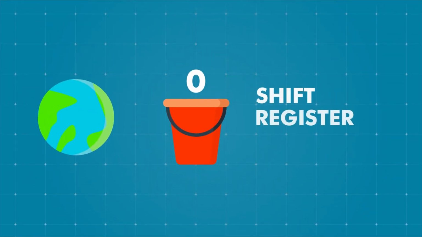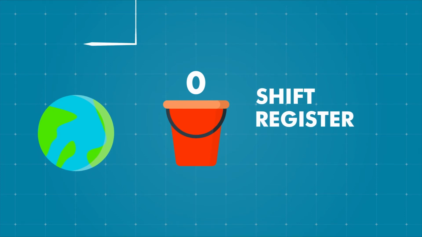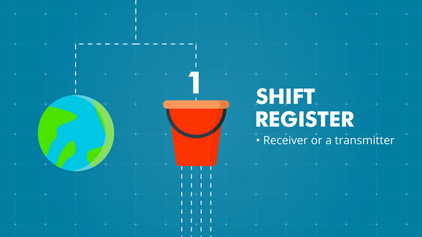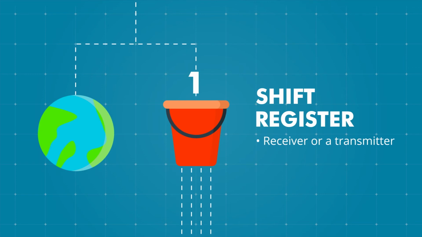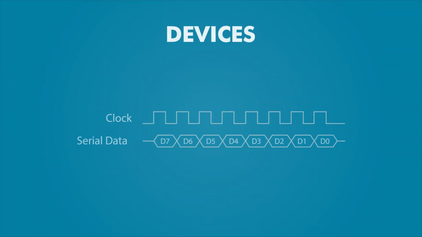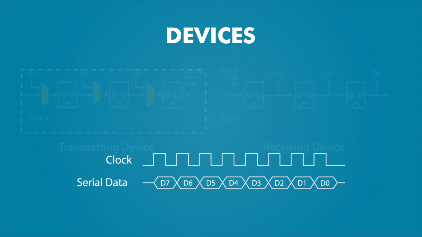At the end of the shift register, those bits could be transmitted to the outside world, and/or they could be received by another shift register, where they are clocked in one by one, and the receiving device reads them in parallel. The shift register acts as a receiver or a transmitter, and also as a serial to parallel converter or parallel to serial converter. In this diagram, we can see the clock ticking away, with the data changing on every clock cycle as the bits are transmitted.